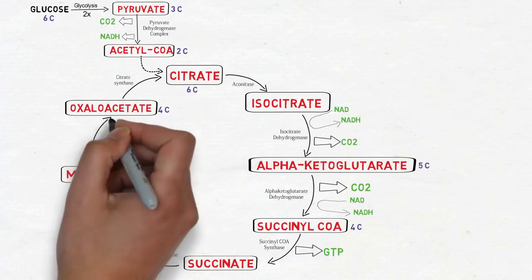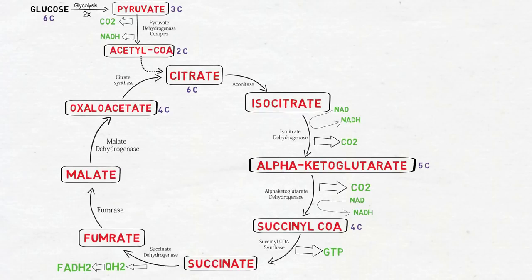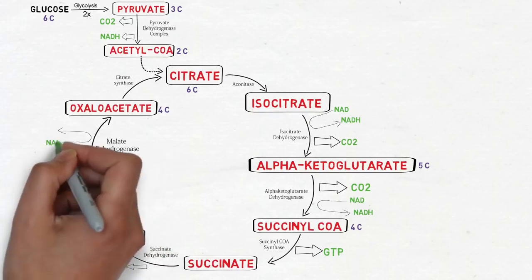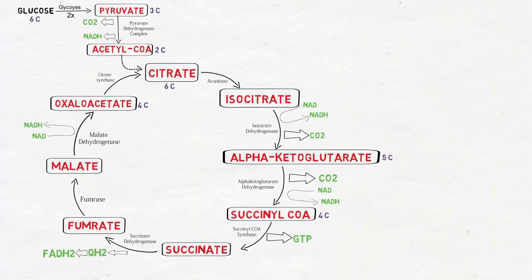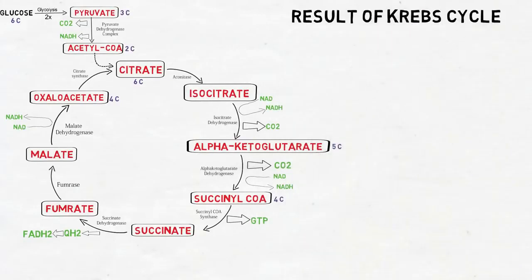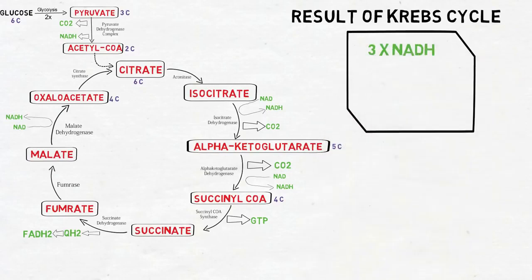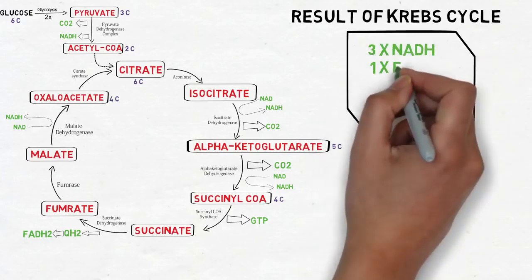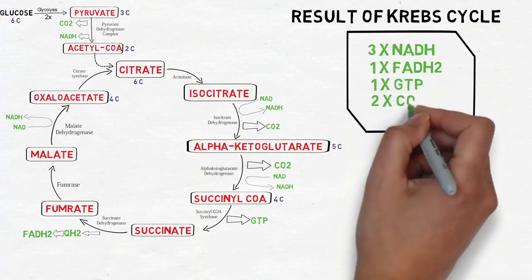And in the last step, the malate is converted into oxaloacetate by the enzyme malate dehydrogenase. And in this reaction also, NAD is reduced to NADH. Now let's look at the results of the Krebs cycle. Through each cycle of the Krebs cycle, following products are generated: 3 molecules of NADH, 1 molecule of FADH2, 1 molecule of GTP, and 2 molecules of carbon dioxide.